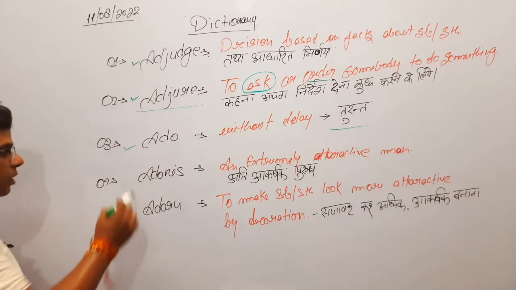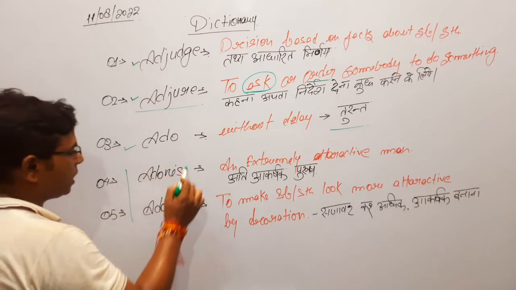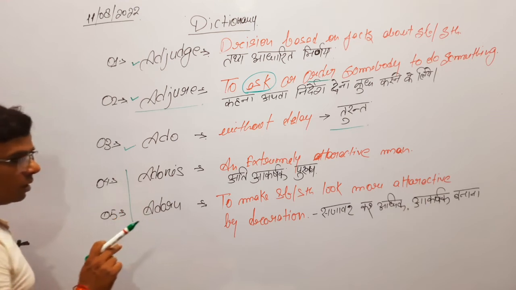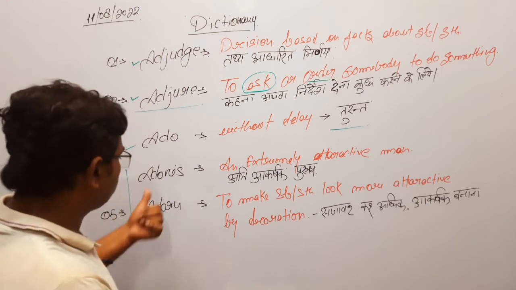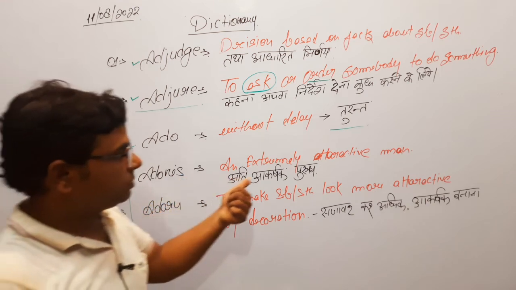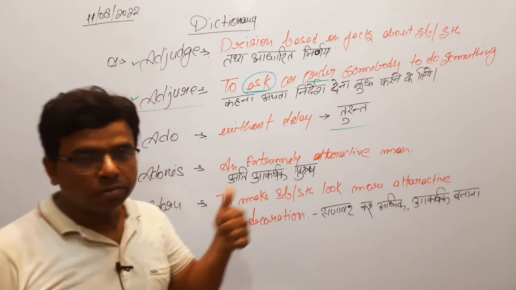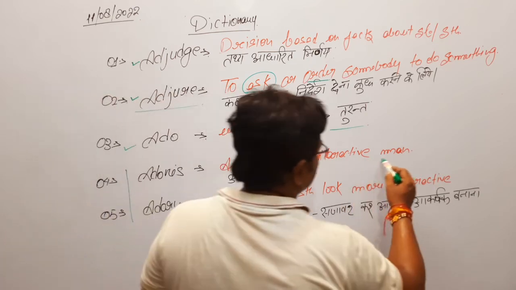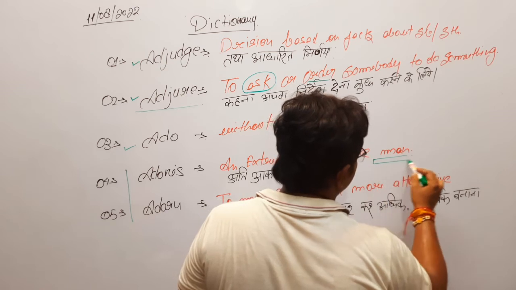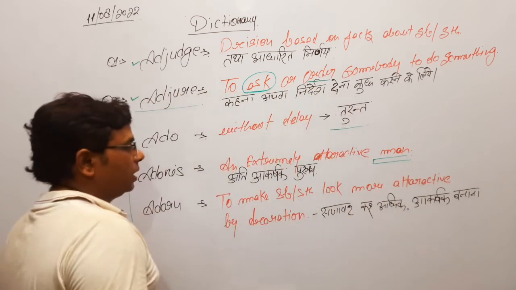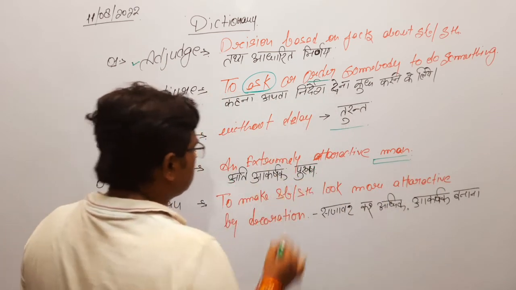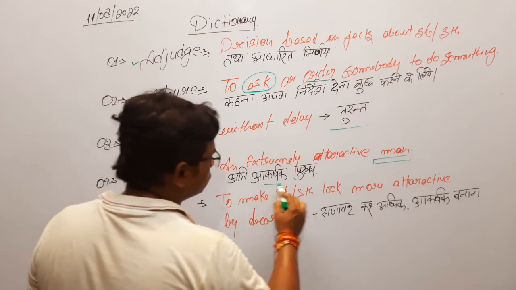Adonis and adorn. These words have a kind of supplementary relationship. Adonis means an extremely attractive man, not a human being in general. The word is addressing a particular sex. An extremely attractive man. Ati akarshak purush.